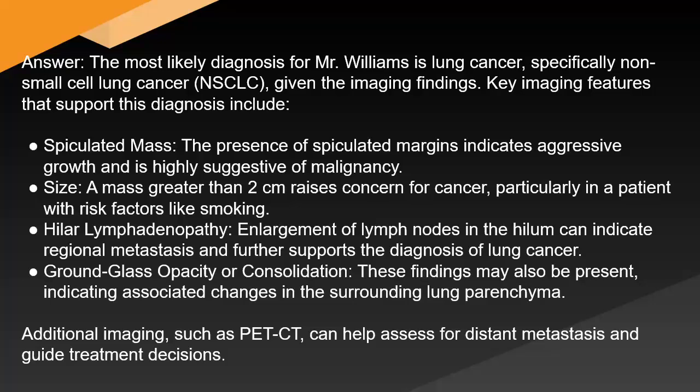Key imaging features that support this diagnosis include spiculated mass. The presence of spiculated margins indicates aggressive growth and is highly suggestive of malignancy. Size: a mass greater than 2 centimeters raises concern for cancer, particularly in a patient with risk factors like smoking. Hilar lymphadenopathy: enlargement of lymph nodes in the hilum can indicate regional metastases and further supports the diagnosis of lung cancer. Ground glass opacity or consolidation: these findings may also be present, indicating associated changes in the surrounding lung parenchyma. Additional imaging, such as PET-CT, can help assess for distant metastases and guide treatment decisions.